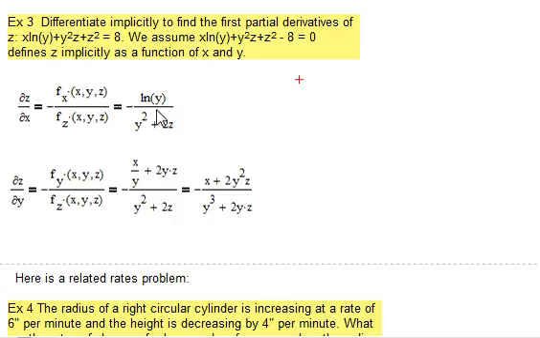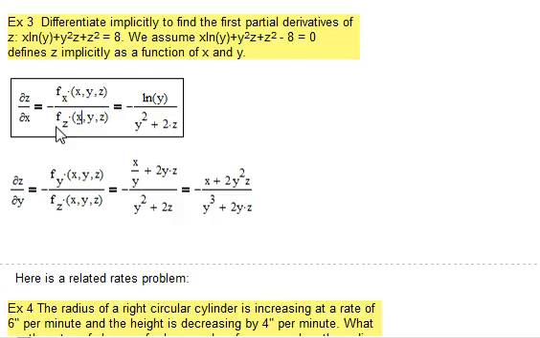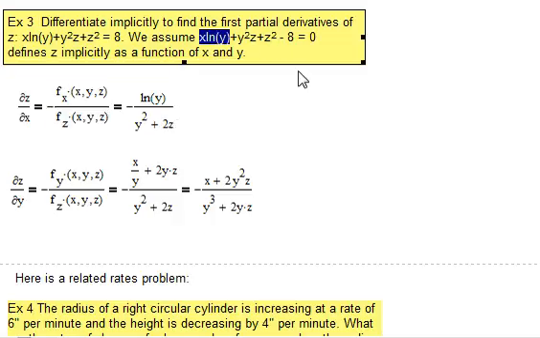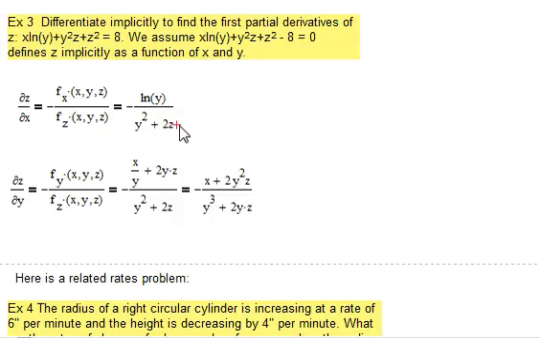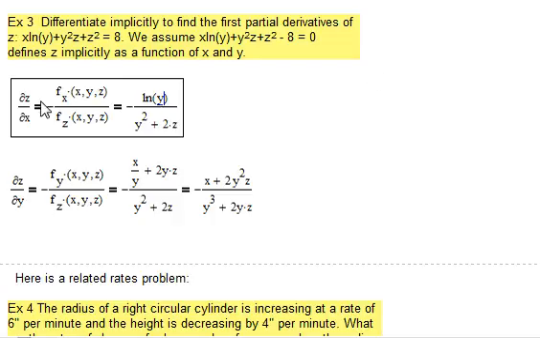Then in the denominator, we want the partial with respect to z of this. So this is a constant, so the derivative of all that is 0. Here we have a partial with respect to z, we'd have a y squared. And here the partial with respect to z, we'd have a 2z. So there it is. That's the partial of z with respect to x.